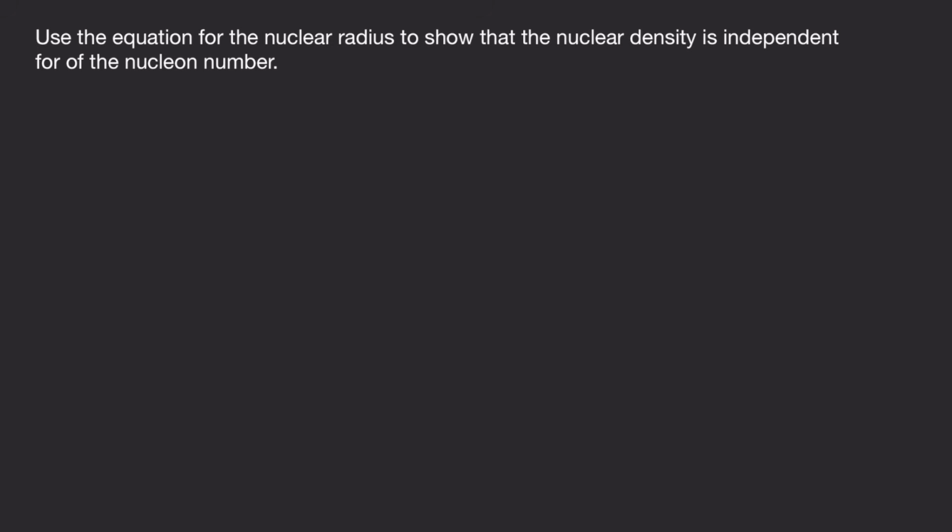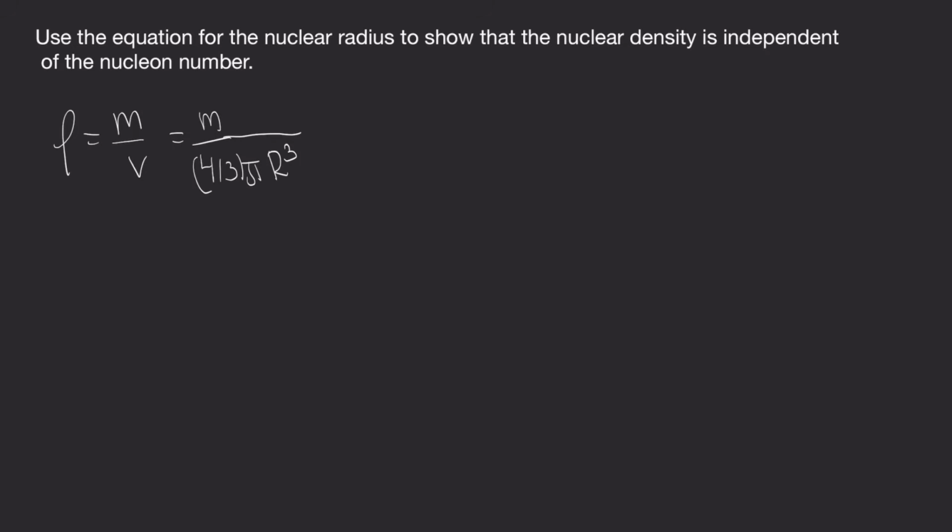The next derivation typically comes as a show question. We're going to use the equation of nuclear radius to show that nuclear density is independent of the nucleon number. So we're going to state that density is equal to mass over volume. We're going to assume that the nucleus is a sphere, therefore the volume of a sphere is just 4/3 pi multiplied by r cubed. Remember though, now we've got an actual formula for the radius. R is equal to R0 A to the power of a third. And we'll be able to sub this formula into here.